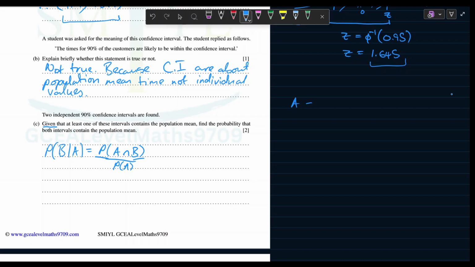So A is the given event, B given A. The given event is that at least one of the intervals has the true population mean. And then B would be the other event, which is both intervals contain, so both intervals have the true population mean.